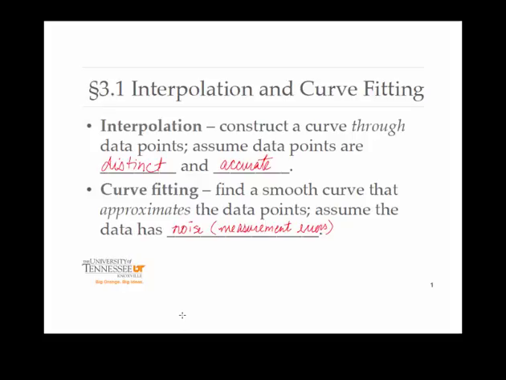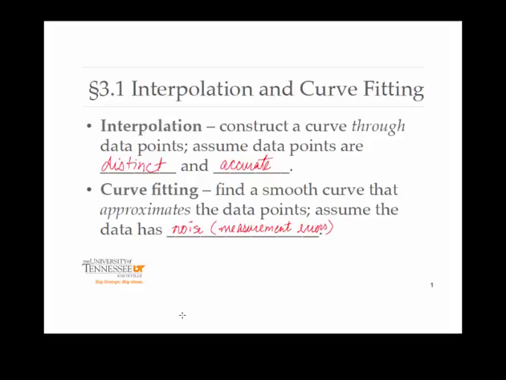Now moving on to Chapter 3, we're going to discuss very important applications of interpolation and curve fitting that definitely occur in many scientific applications. To start off, we want to make sure we understand the difference between these two terms. We're looking at how data can be modeled by curves.